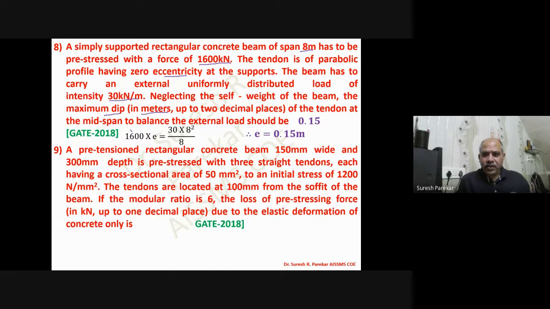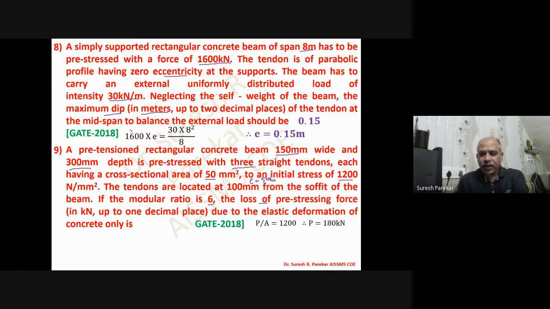Then if we go over here, the values given are: B is given as 150 millimeter, and the value of D is 300 millimeter. Then cross sectional area: there are 3 wires, cross sectional area 50, initial stress 1200, eccentricity located 100 mm from soffit, so we have 300. So E we are going to get as D by 2 minus 100, which is 50. Then modular ratio is given as 6, and we are interested in finding the loss of pre-stressing force.